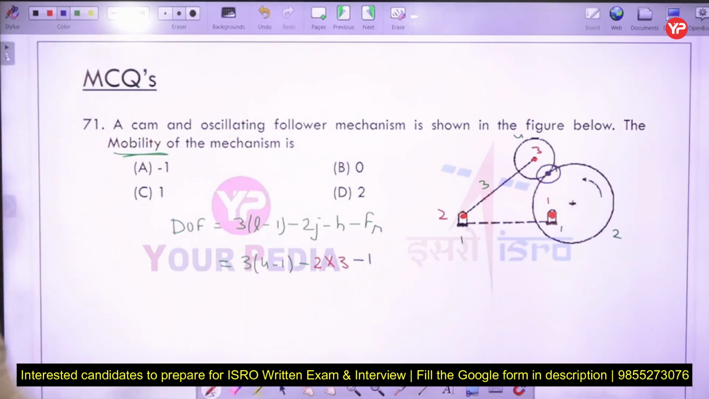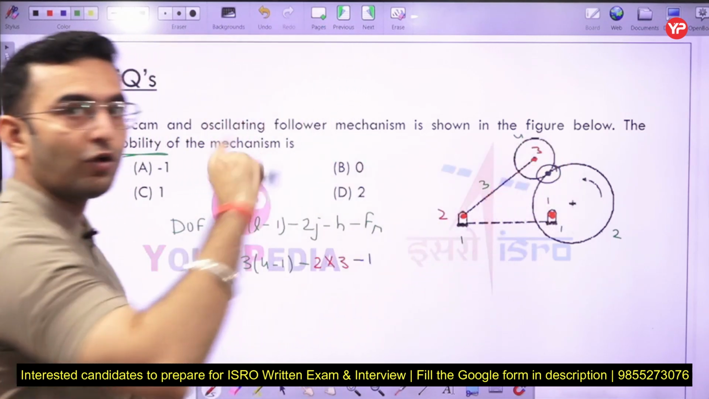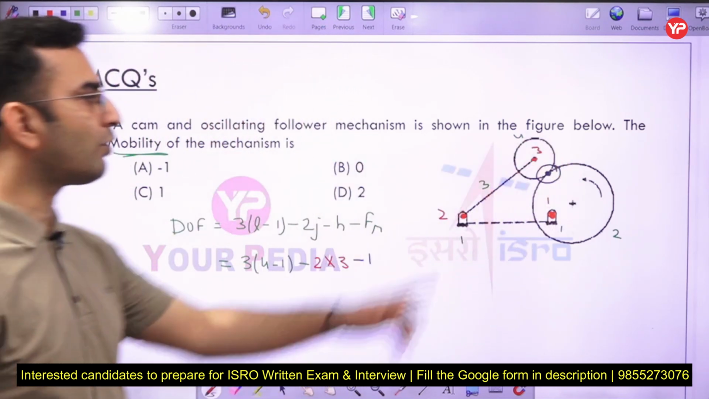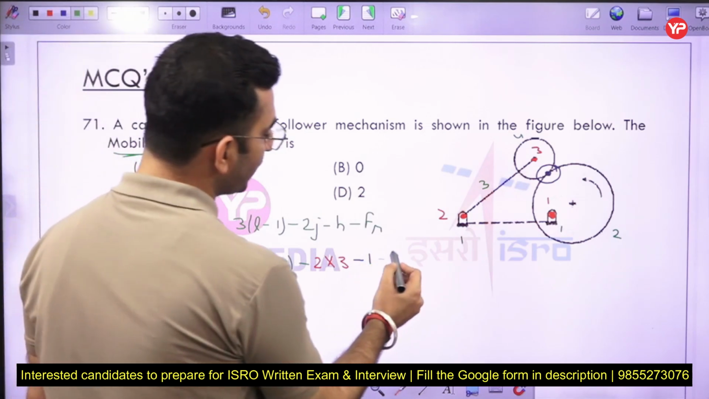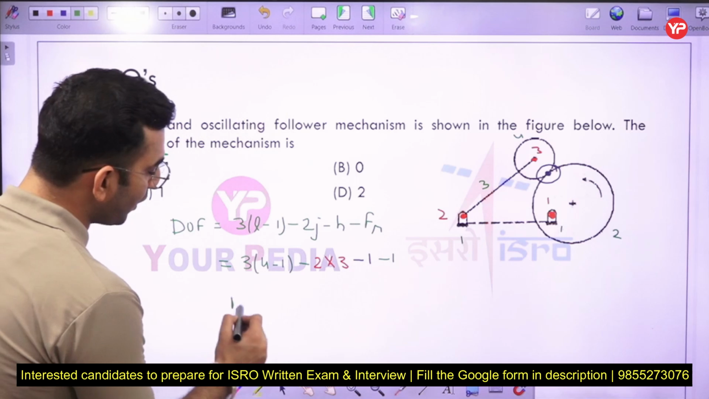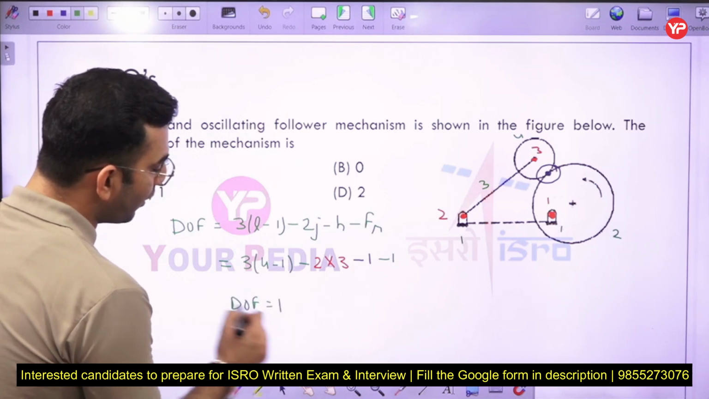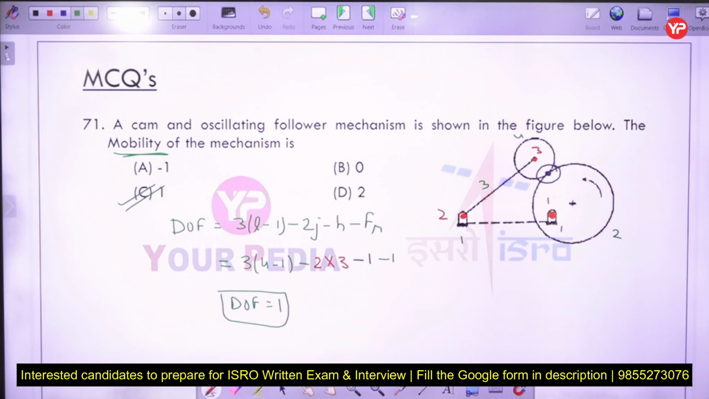Okay, and correspondingly we have a redundant motion of the roller here, because it can simply rotate, which is not producing any effect in the mechanism. So I can say the redundant motion is 1 here. If you solve this entire equation, you are going to get the degree of freedom equal to 1. So option C will be the correct answer in this case.